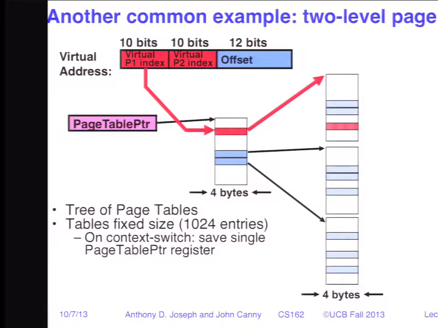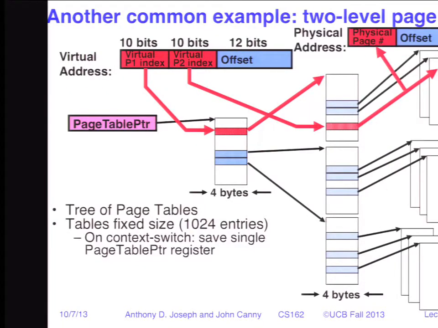Don't be surprised if you see a question like this on the midterm. Also, we might ask how you construct your virtual address division between offset, virtual page number 2, and virtual page number 1. How many bits do you allocate to each? Well, in this case, if there are 1024 entries, then you need 10 bits, since 2 to the 10 is 1024, in order to reference it. So that means each one of these has to be 10 bits.